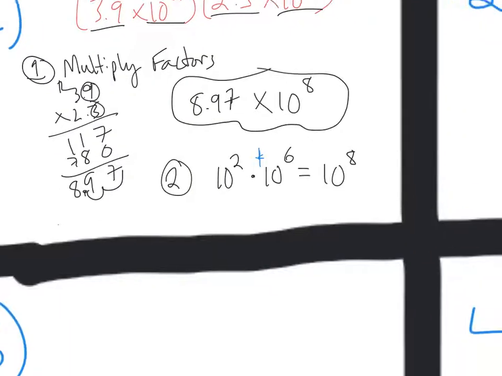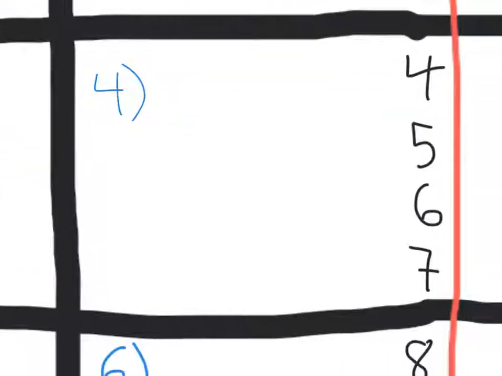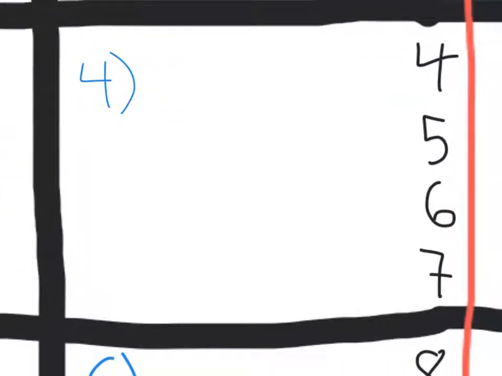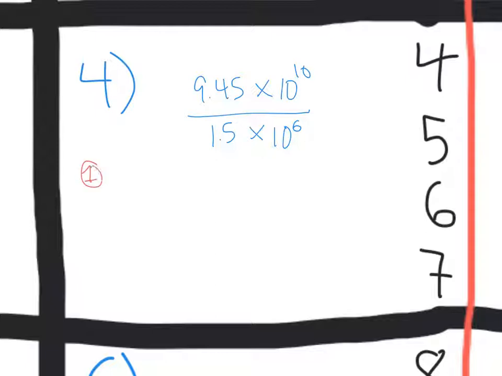Let's take a look-see at number 4. Alright, number 4. This time we're dividing. So we've got 9.45 times 10 to the 10th over 1.5 times 10 to the 6th. For this problem, we're going to break it down into two steps again. This time step 1 is divide our factors. That's going to be this part in red. We actually have to do that division. Top dog in the house, bottom dog sleeps outside.